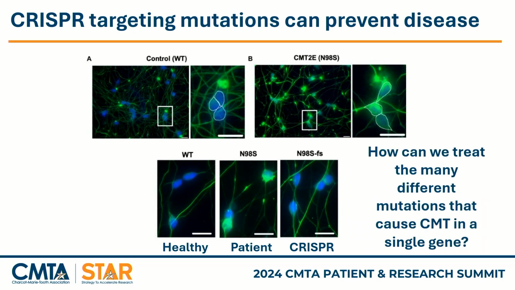And so this was looking at one CRISPR targeting one mutation. But as you know, there are many different mutations, even in a single gene affiliated with CMT. And so the big question we've been approaching in the lab is how can we develop a therapy that might be able to treat more than a single mutation?